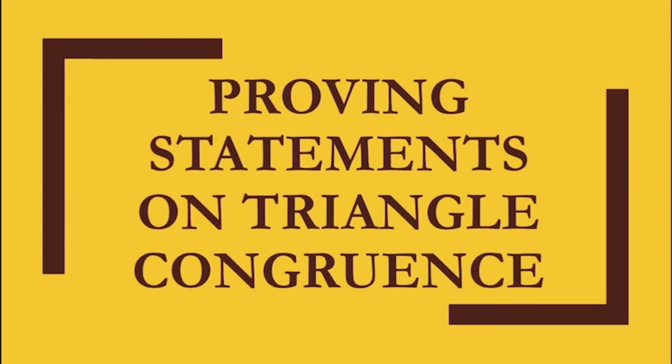triangles are congruent. And when two triangles are congruent, we can conclude that the remaining corresponding sides and angles are congruent, since corresponding parts of congruent triangles are congruent, also known as CPCTC. The following examples in this lesson will help us prove statements on triangle congruence.